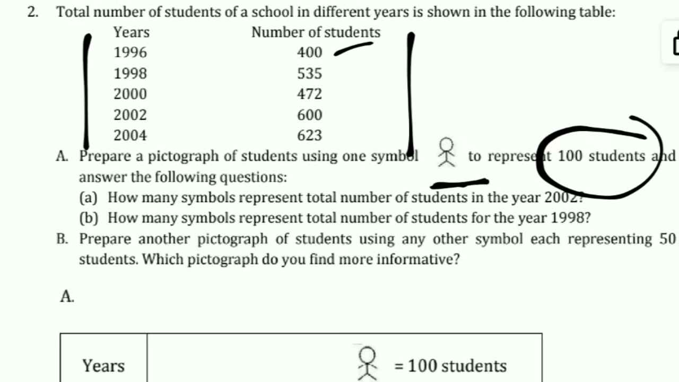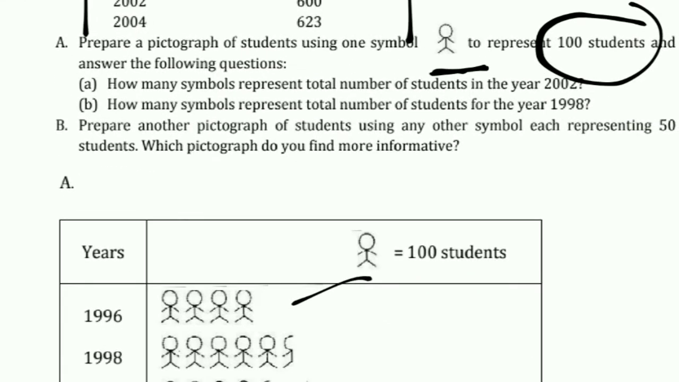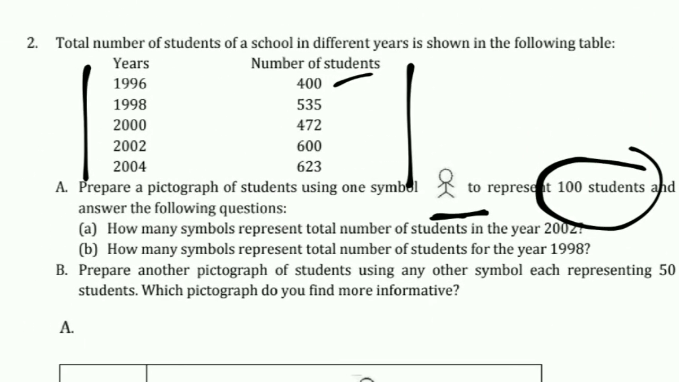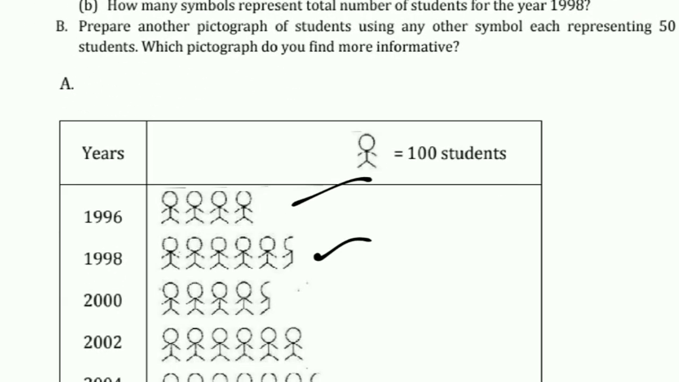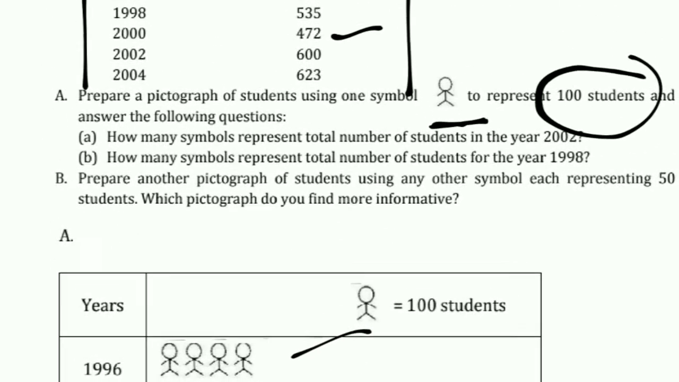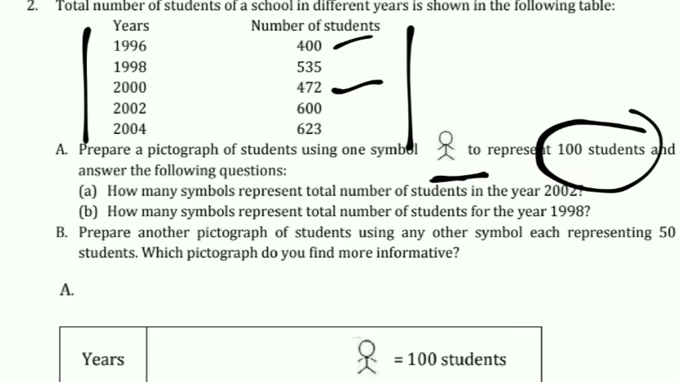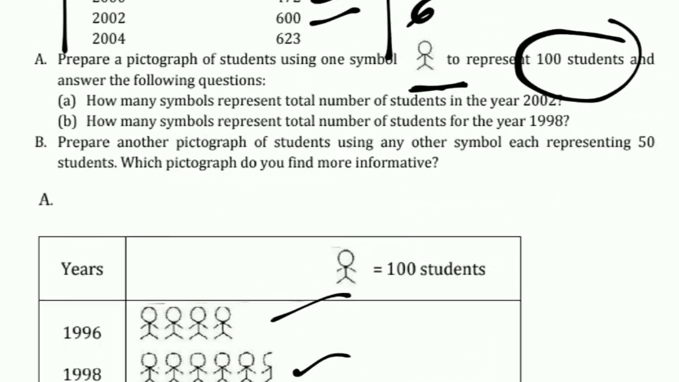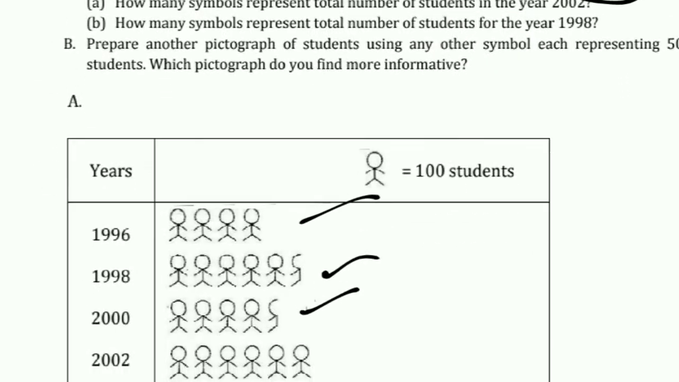Next one is 1998 is 535. 535 means we have taken half. It means 550. So 550 we have drawn like this. Next one is 472. 472 we can take as 475. So like this we can draw. Next one 202. Next one 2002 is 600. 600 means 6 pictures. Okay, and next is 2004, 623.